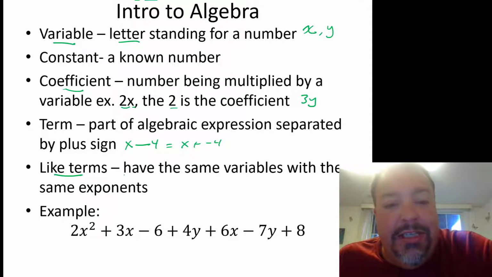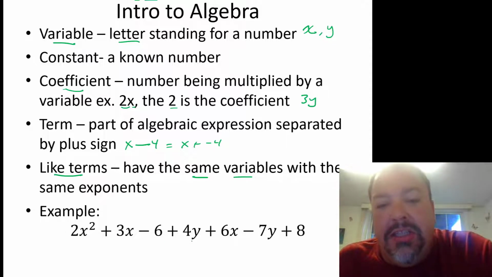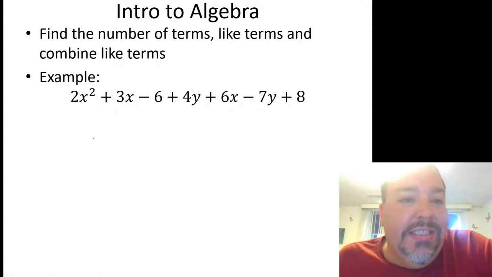Like terms are something that we're going to use. We need to know what like terms are so we can combine them together. Like terms have the same variable part to them with the same exponents. So we're going to look at an example here. So think about 2x squared plus 3x minus 6 plus 4y plus 6x minus 7y plus 8. Think about how many terms does this have, and think about what the like terms are and how we can simplify this. So in this example, we've got 2x squared.